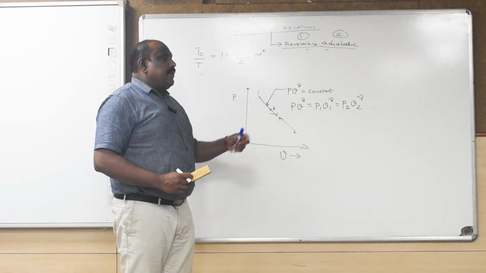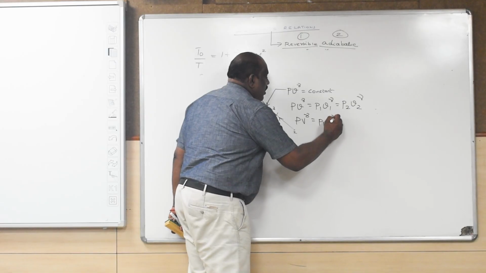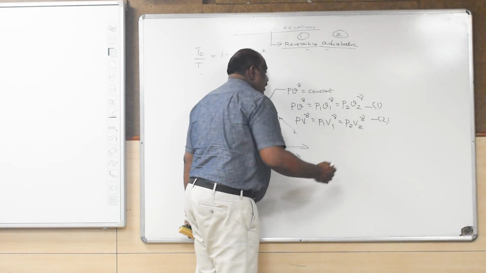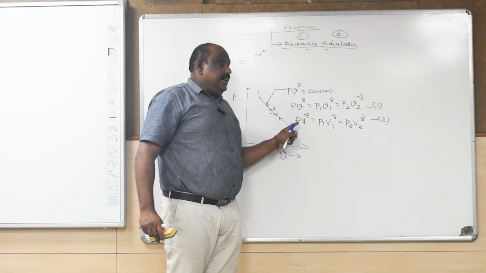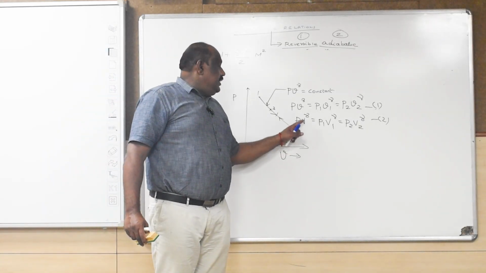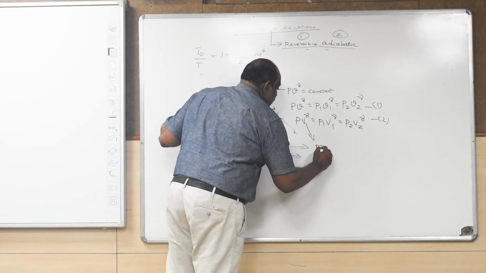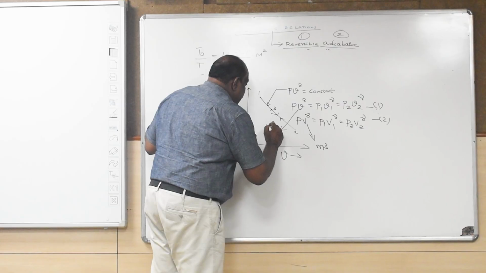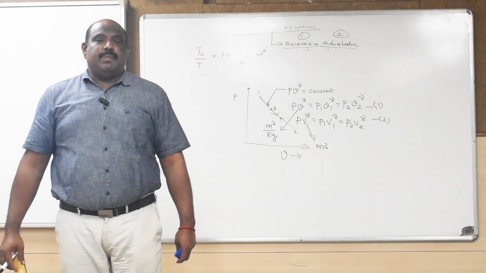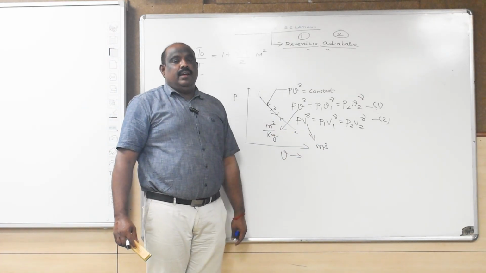What is the difference between small v and capital V? Even I can write like this: PV^gamma equal to P1 V1^gamma equal to P2 V2^gamma. What is the difference between equation number 1 and 2? In equation 1, I have small v. In equation 2, I have capital V. So what is the difference? This V stands for volume. This v stands for specific volume. The unit of volume is meter cube. The unit of small v is meter cube per kilogram. So we can use either capital V or small v as per the need. So we can see this is the general format of the reversible adiabatic process.